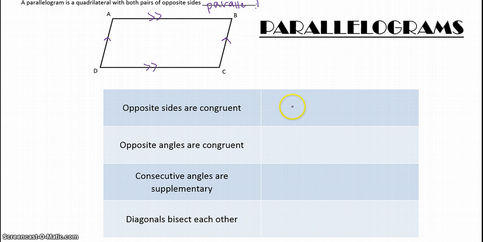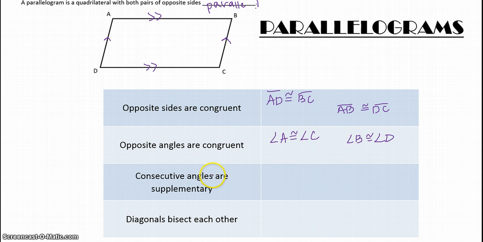So we can fill in our table. Opposite sides are congruent. So AD is going to be congruent to BC. And I could do the same for my top and bottom sides. So AB is congruent to DC. We also know that opposite angles are congruent. So angle A is congruent to angle C, and angle B is congruent to angle D.